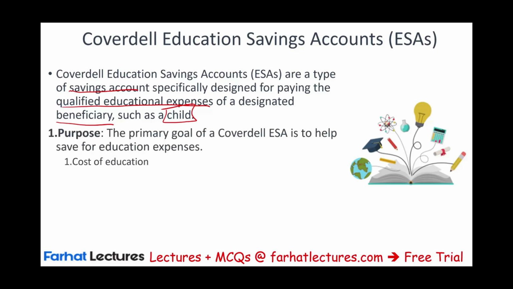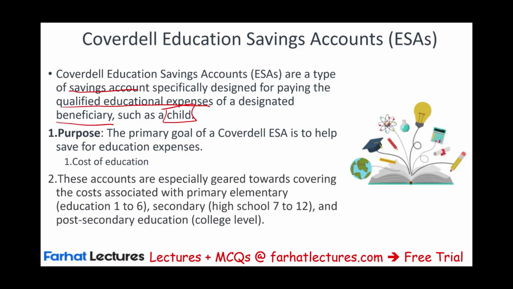The cost of education in the US has been rising faster than inflation. So the government is trying to give you some tax-efficient vehicles to save, encourage you to save, to do what? To pay for your child, grandchildren, education, and so forth. However, the ESAs are not only for college, like a 529 plan. You could use this money for primary school, which is elementary education, grades 1 through 6, secondary education, like high school, as well as college students.